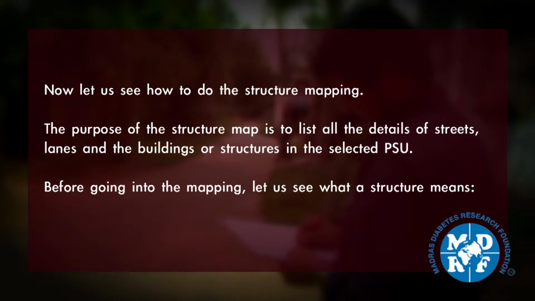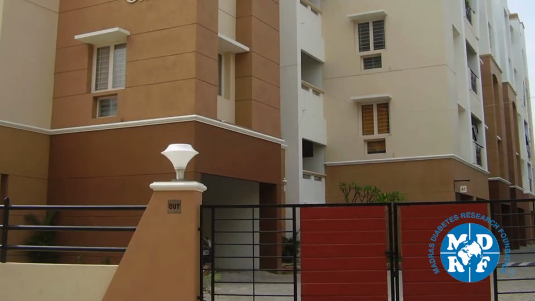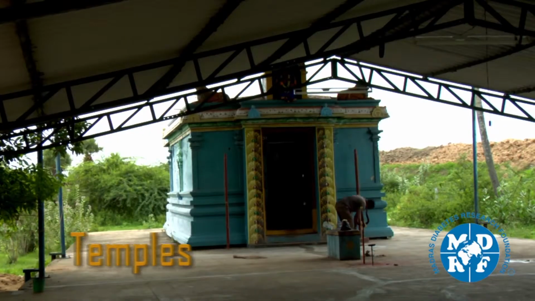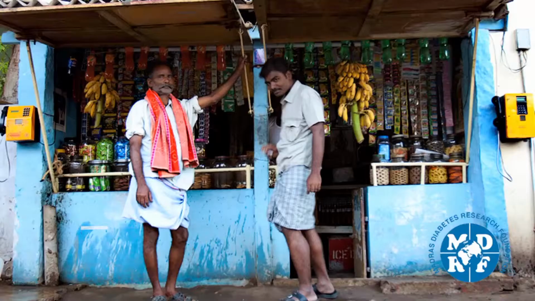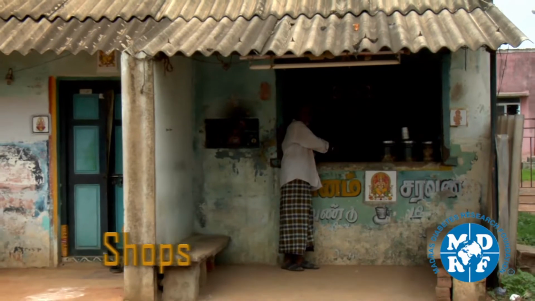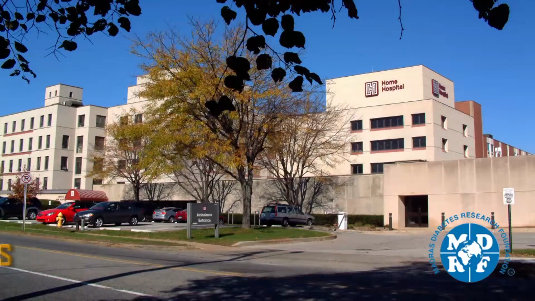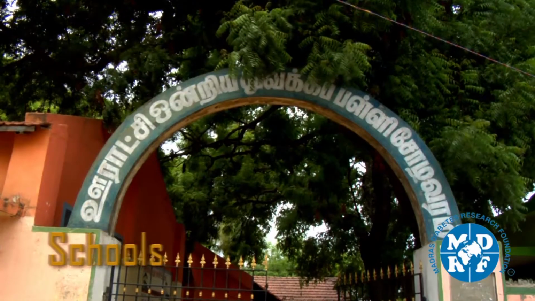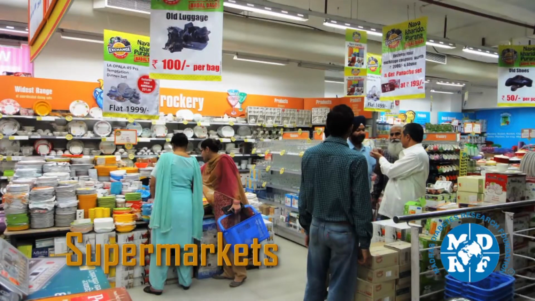Before going into the mapping, let us see what a structure means. A structure is a freestanding building that can have one or more rooms. Examples of structures are houses, temples, godowns, stores, shops, clinics, hospitals, schools, supermarkets, etc.